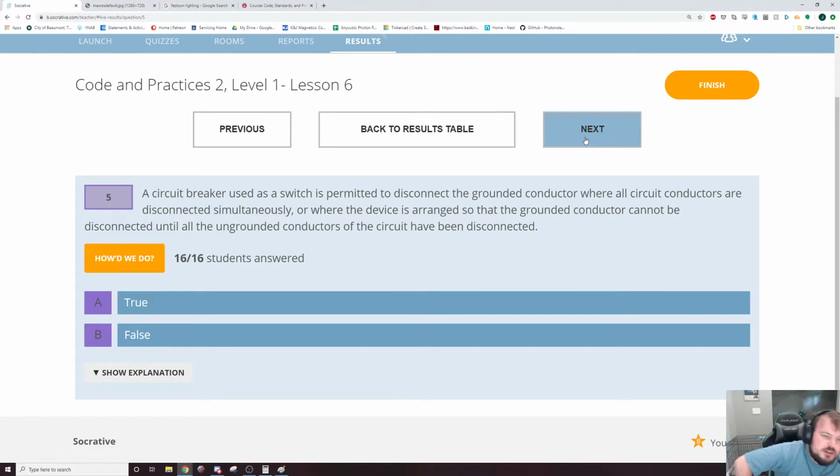Next up, a circuit breaker used as a switch is permitted to disconnect the grounded conductor where all circuit conductors are disconnected simultaneously. So yeah, you can switch the neutral, provided that you switch the hot as well. And that is the very next paragraph, grounded conductors. If you found the last one, this one's right there. So that is true.